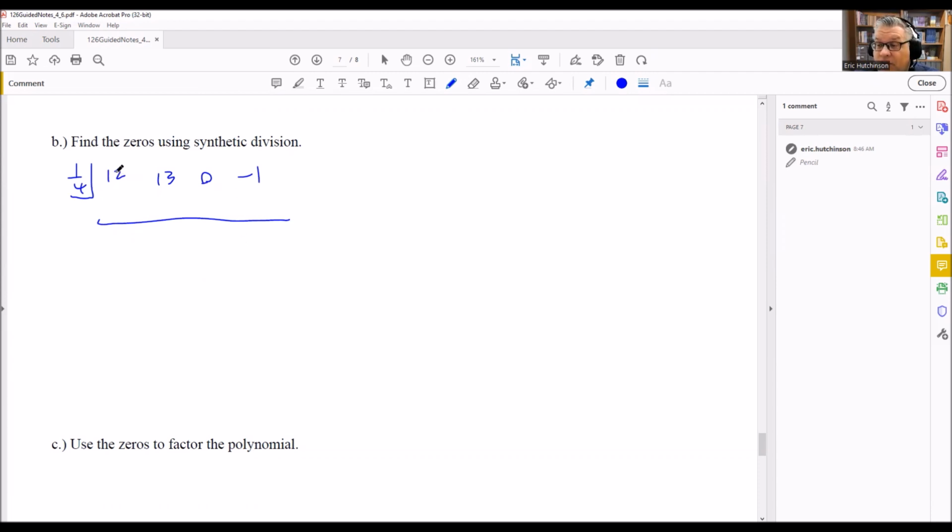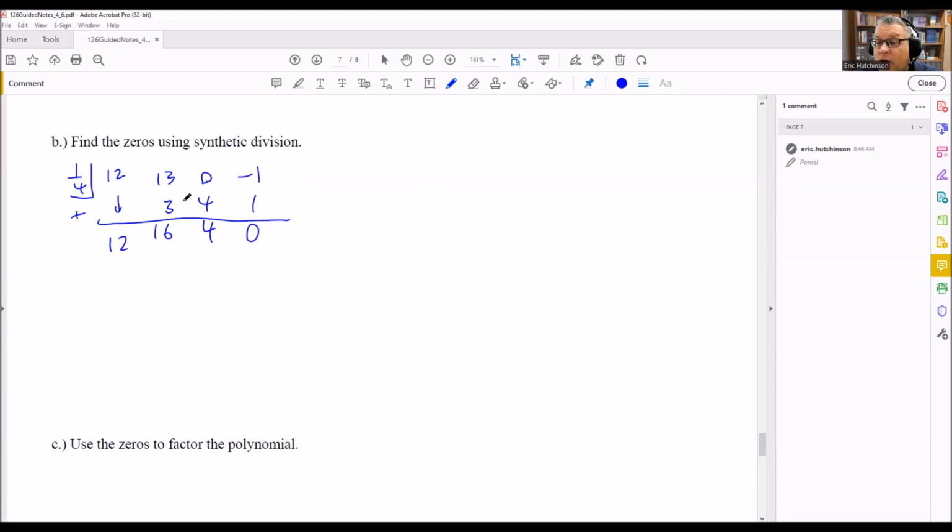All right, so let's drop down. In synthetic division, we drop down the first term, so 12. We multiply that together and put the result in the next column. 12 times 1/4 is going to be 3. We're adding always when we do synthetic. 16 on 1/4, we get a 4 there. Add this together, 0 and 4, get a 4 there. 4 times 1/4 is 1. Add it together, and as expected, we get a 0 as our remainder, which you should always get for problems like this.